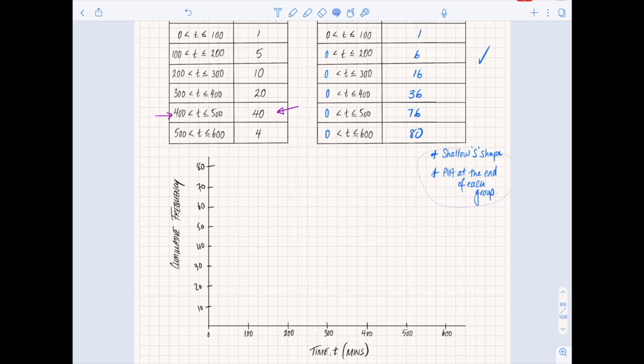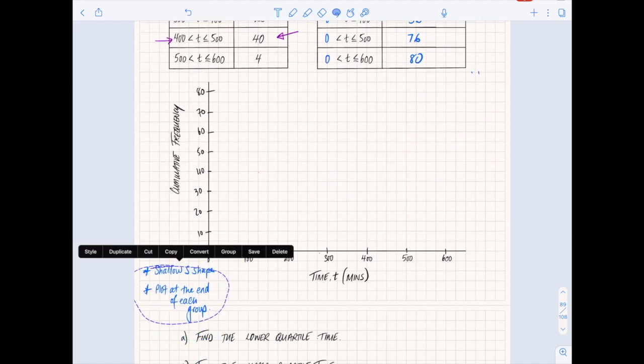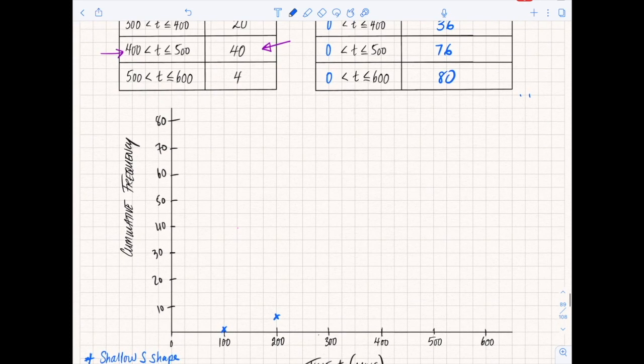It's the end of each group. If you were to plot it in the middle of the group, or at the start of each group, it's wrong. So what I mean by the end of each group is this part here. So it's at 100 and then 1. So I go to 100 on my x-axis, and then I go to 1, and I put a cross at that point down there. Then I go to 200, and I plot at 6. So 200, and I plot at 6, takes me to that point there.